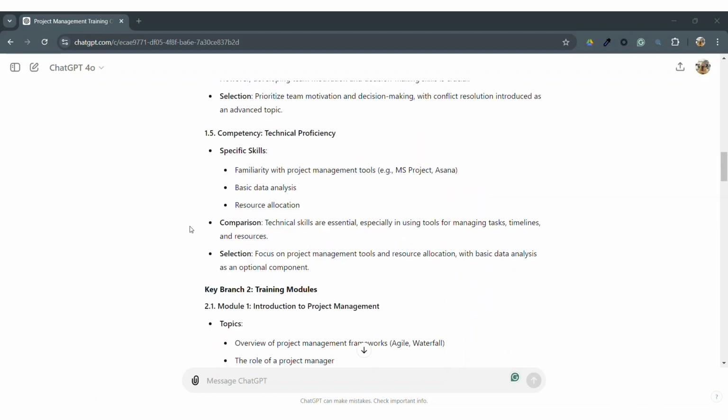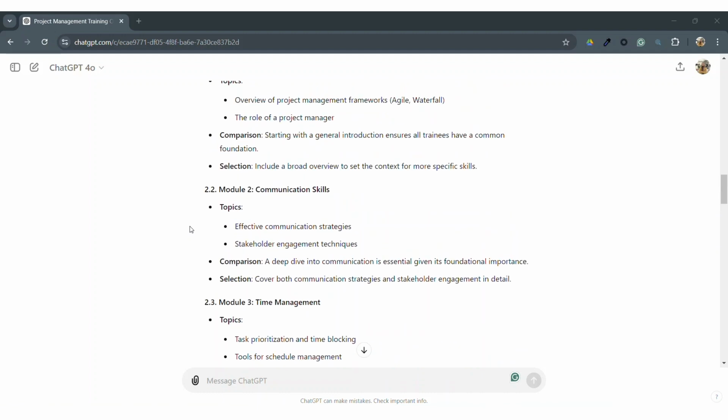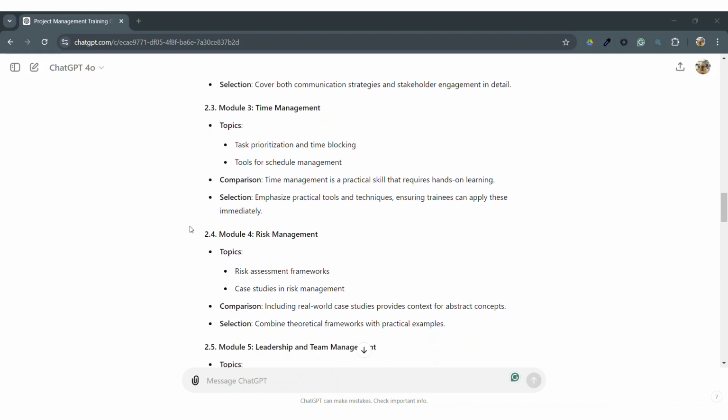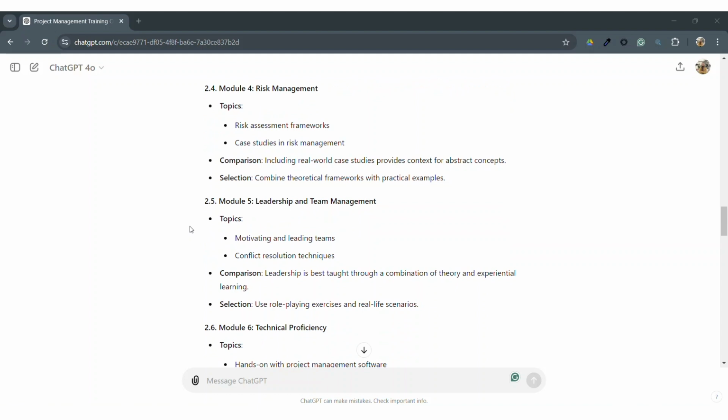Continuing evaluating generative AI's output, we can also see that it has provided some information for us on the training modules and structuring those modules. It has included the list of topics for us to review, and in the comparison line, it has provided us with the rationale behind how those choices were made. In addition, in the selection line, it has provided us with guidelines on learning materials and the topics that are to be included in the modules and the order of those topics.